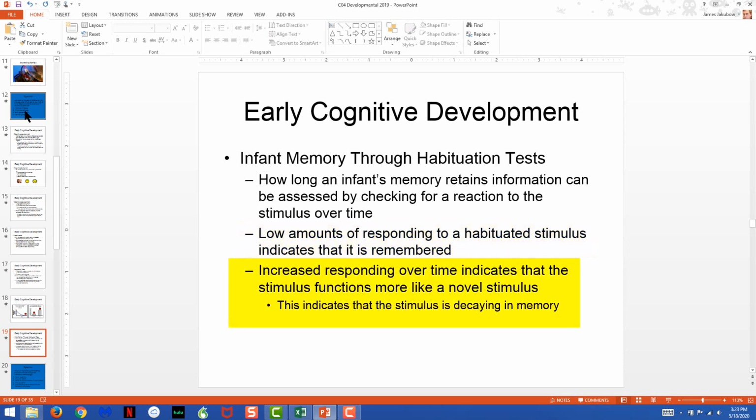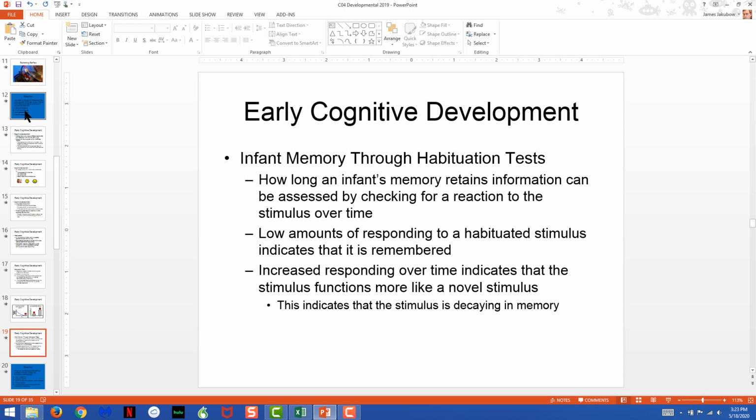If you don't show that cue to the child for a very long period of time and they completely forget what it is, they will then respond to it again because that's how they treat novel stimuli. So the rate at which the child begins to respond to a cue is actually the rate of memory decay or memory loss that had occurred over time.